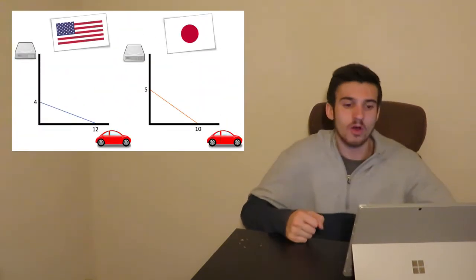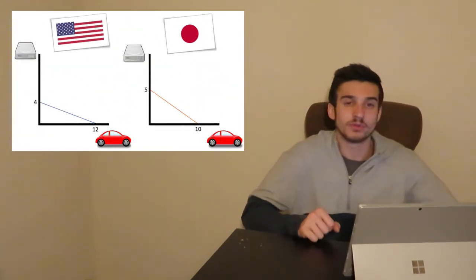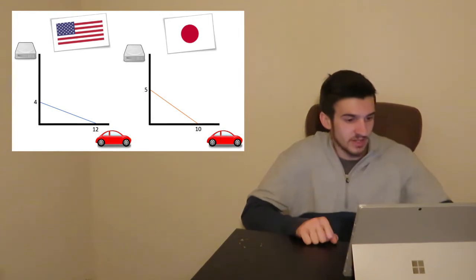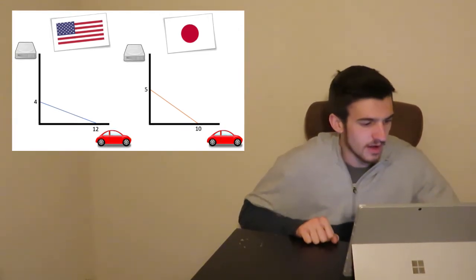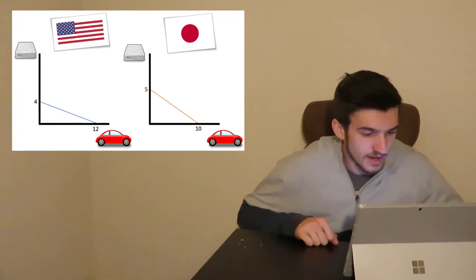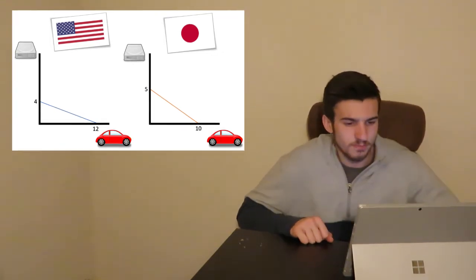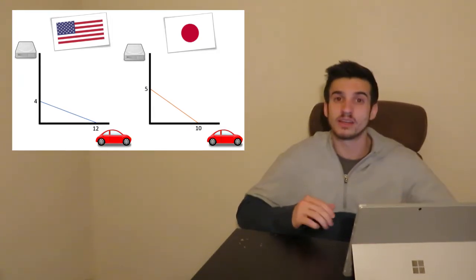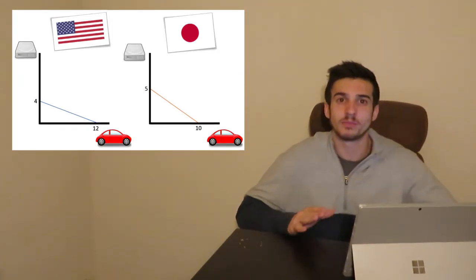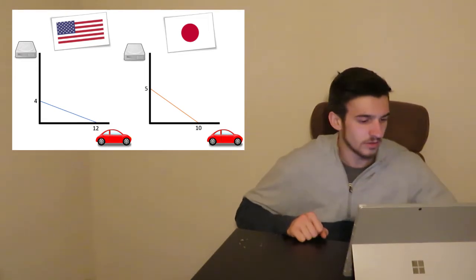So here we have two production possibility curves. Well, what exactly are they showing us? They show us how many computer hard drives and cars both the US and Japan can produce at any given time. So before we jump into anything, let's see if we can find out who has the absolute advantage in each product. Looking at our graphs, we can see that the US can produce 4 computers while Japan can produce 5 computers. So since Japan can produce more, it gives Japan the absolute advantage in computer production. Now let's look at cars.